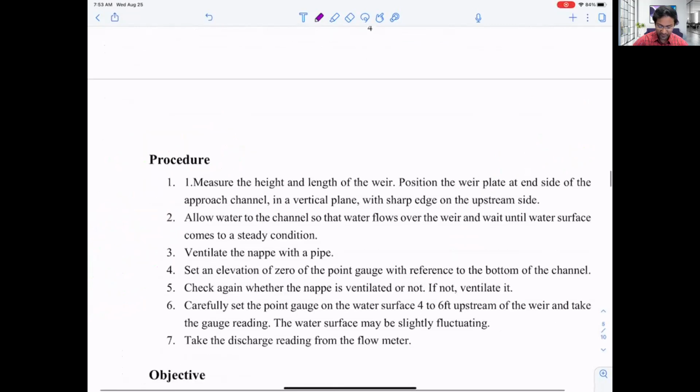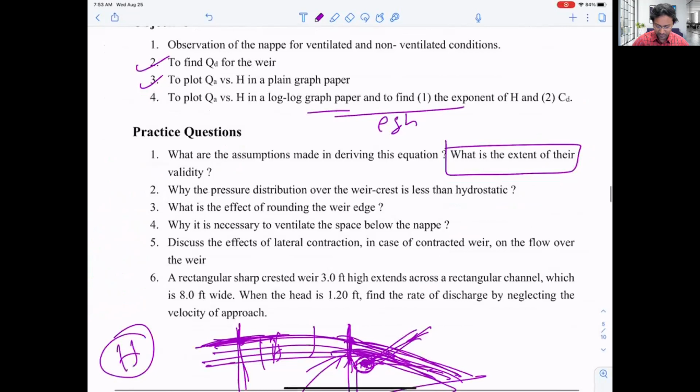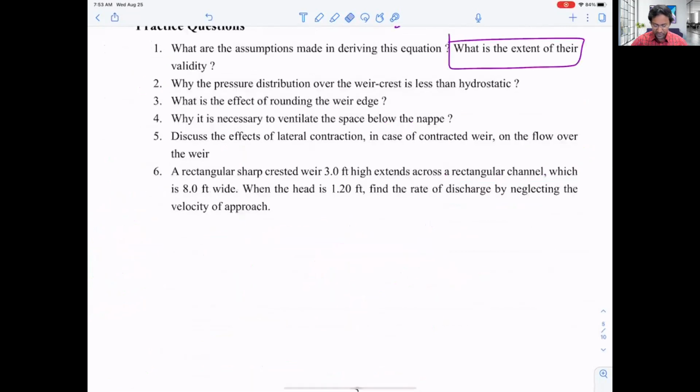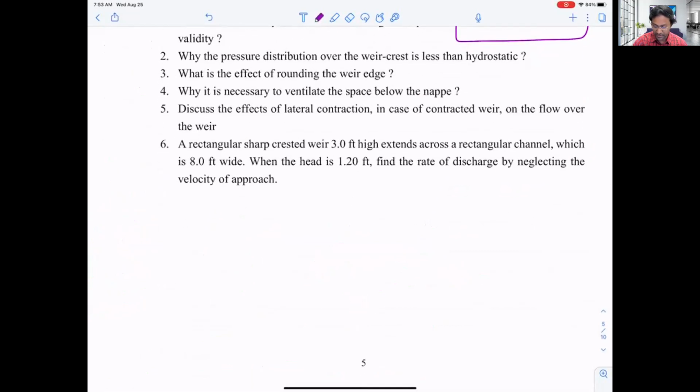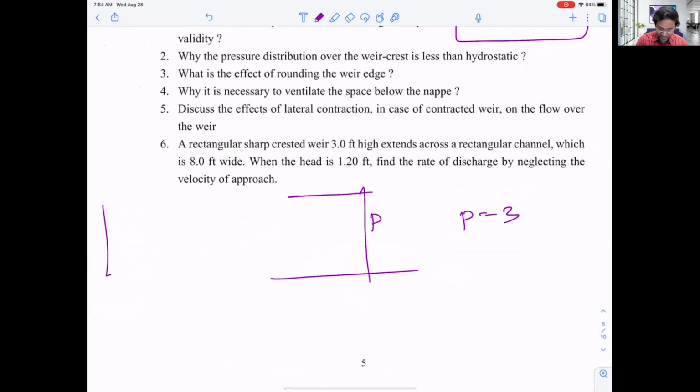And then we have the mathematical equation. Let me solve that. A rectangular sharp-crested weir is 3 feet high. We know that, rectangular sharp-crested weir, the height means p, the height. That height is p, 3 feet, okay? It extends across a rectangular channel, which is 8 feet wide.